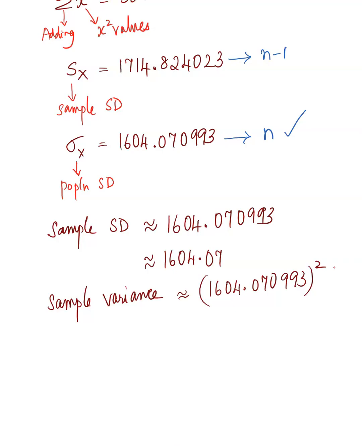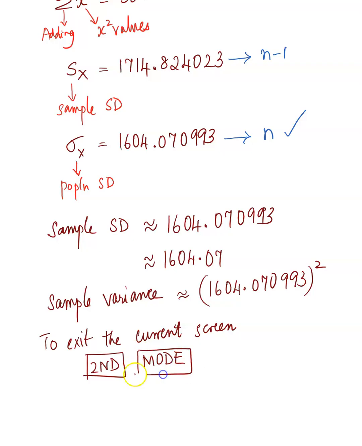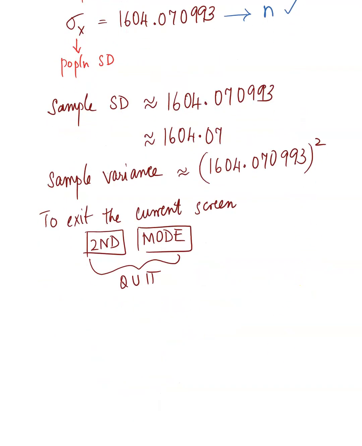Okay. There are two ways to get this value. You can actually type this number. You can exit the screen. You know how to exit. You can do the second and the mode to exit. Okay, that's the quit button. To exit the current screen, you're going to do second, and the button right next to it is the mode button. Okay, together it means to quit that screen. So you can do that, exit out, and you get a blank screen. There you can punch these numbers 1604 point, etc., and then use the square button, x squared button, to get the square of it. That's one way to do it.